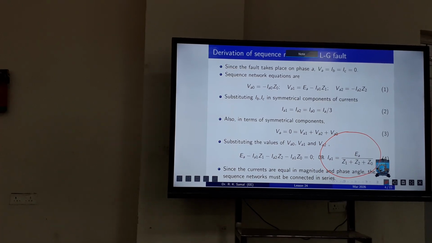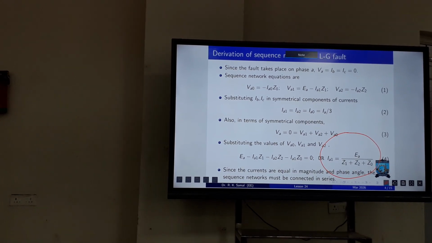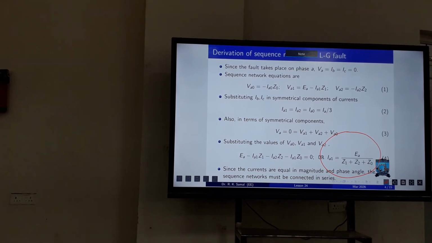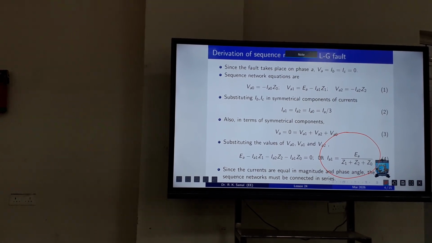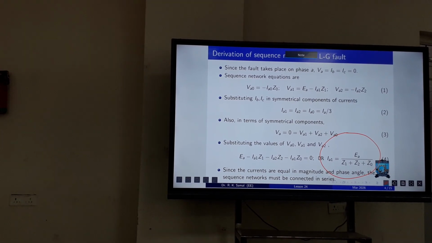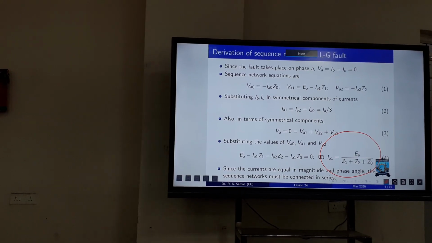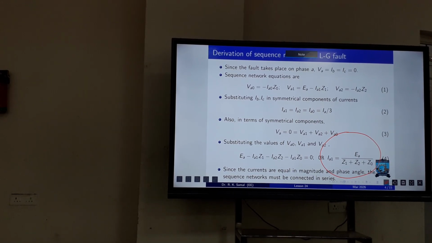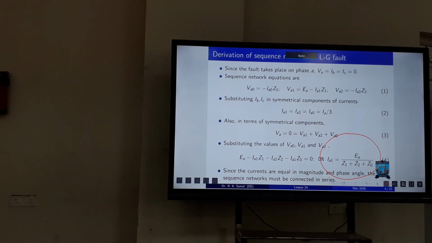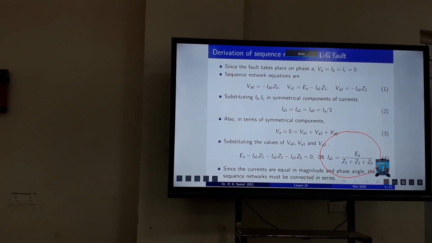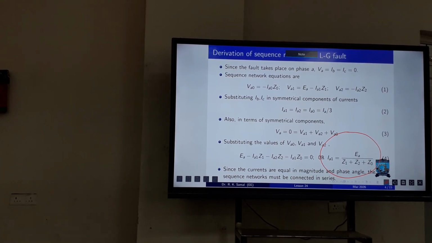But for you, what is important is this: IA1 is equal to the pre-fault voltage divided by the sum of the positive sequence, negative sequence, and zero sequence impedances. If you are given these values, you can easily find the fault current for a line to ground fault. That is what you need to remember. This derivation is mostly applicable to PG students, but at your level, you should know what formula to apply when there is a line to ground fault.